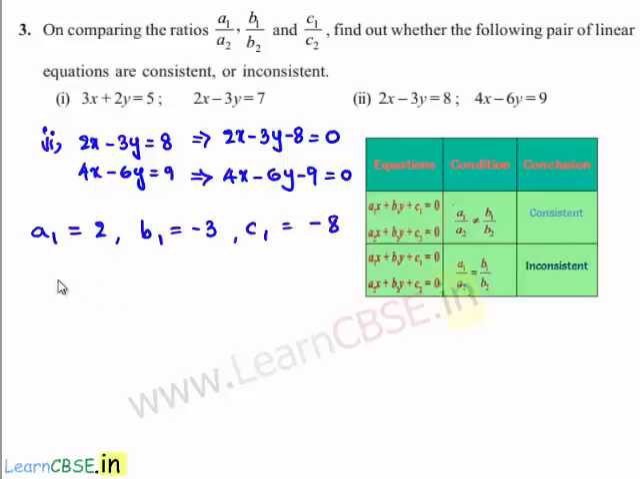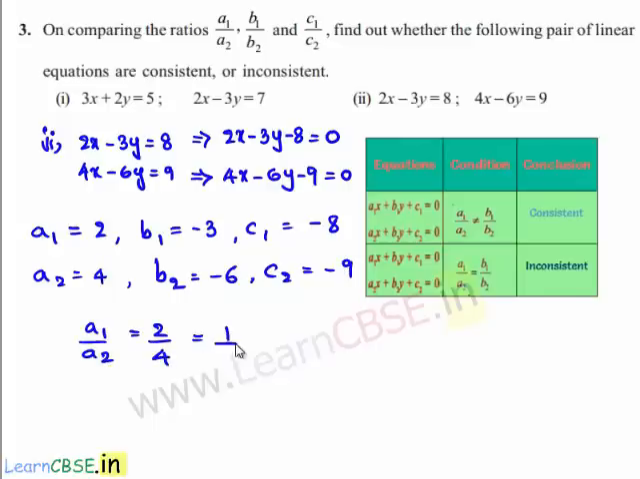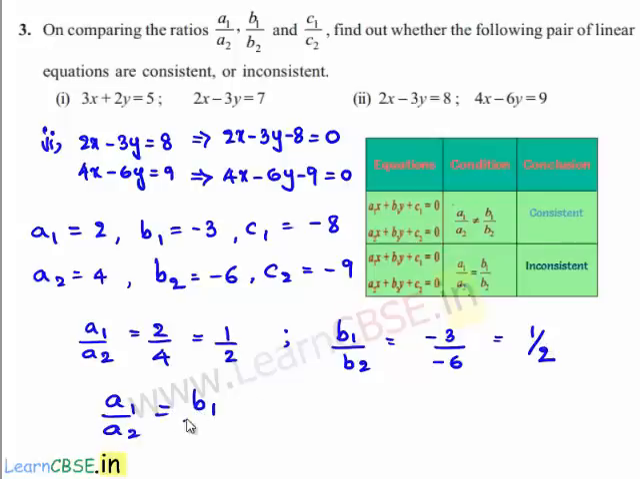In a similar manner, a2 is equal to 4, b2 is equal to minus 6 and c2 is equal to minus 9. Now the value of a1 by a2 is equal to 2 by 4, which is nothing but 1 by 2, and the value of b1 by b2 is equal to minus 3 divided by minus 6, which is nothing but 1 by 2. If we observe, the values of a1 by a2 and b1 by b2 are equal to 1 by 2. So a1 by a2 is equal to b1 by b2.